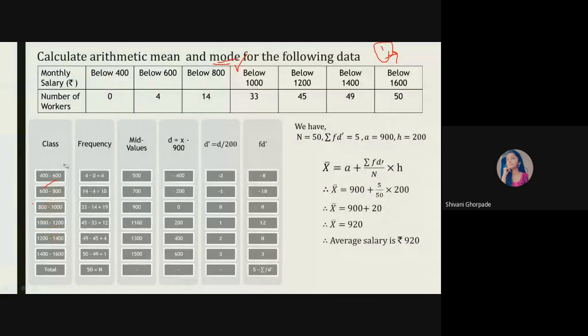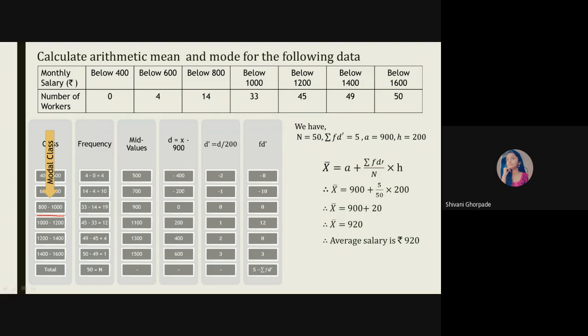Now the second step is you have to find the modal class. Modal class means the class having maximum frequency, right? Now in the frequency column, check what is given here. This is the frequency column. Out of this, what is the highest value? This one, right? 4, 10, 19, 12, 4, 1. So it has the maximum frequency. So the modal class will be this one. Is it okay? What we have done, we first checked whether they are continuous classes. Then the second step, we found the maximum frequency, and the maximum frequency class will be your modal class. So the modal class is 800 to 1000.